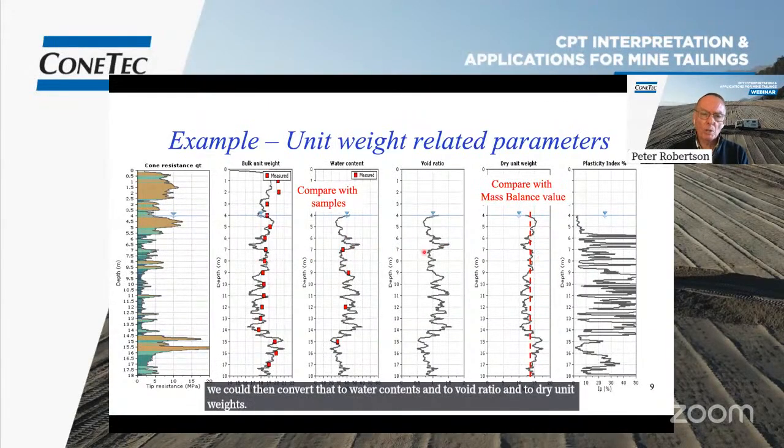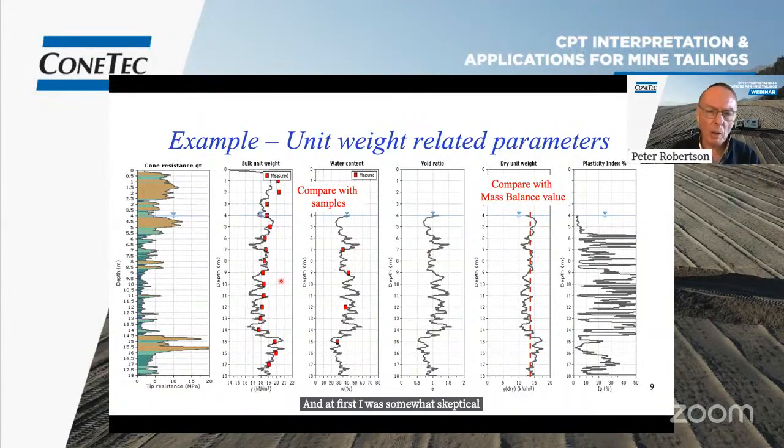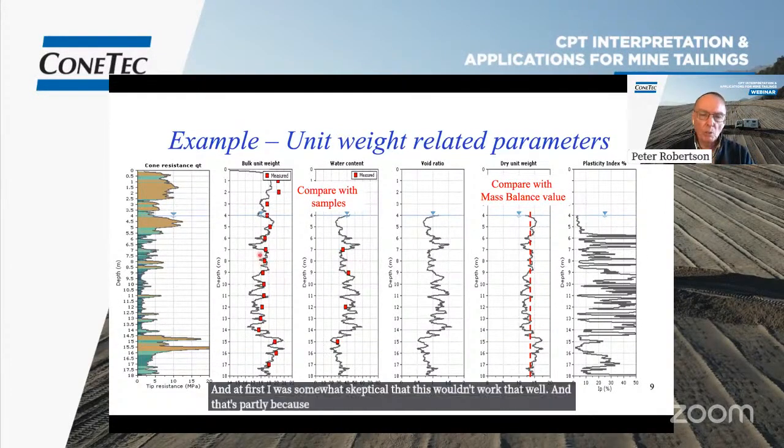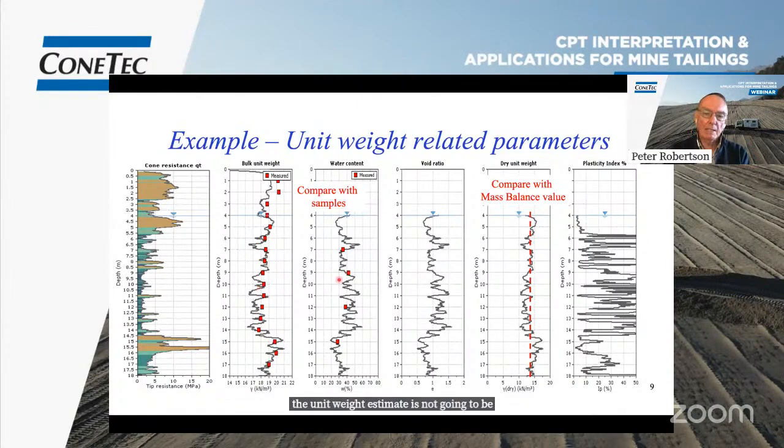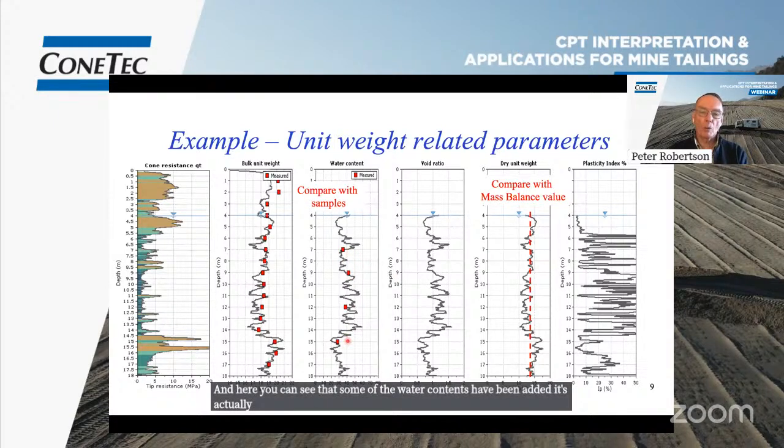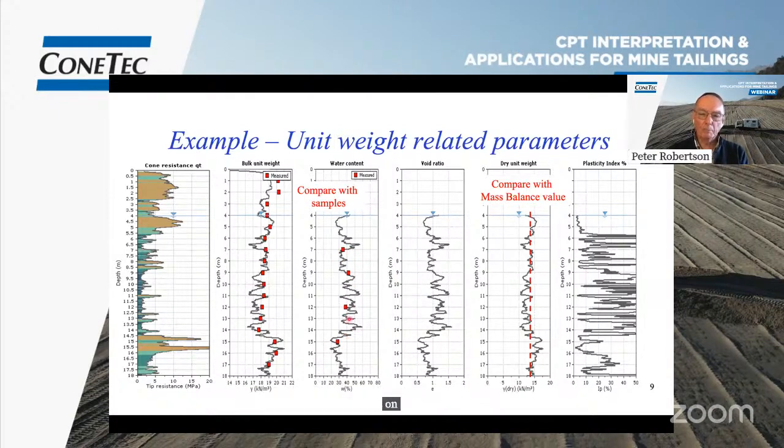And at first I was somewhat skeptical that this wouldn't work that well, partly because the unit weight estimate's not going to be that perfect, and to go to void ratio from unit weight is a little risky. But over the years, I've been using it, and it's actually quite insightful to get an idea of how the material, like water content or void ratio, will vary with depth. So it gives you some insight into what the variability is. And here you can see that some of the water contents have been added. It's actually doing a pretty good job on this particular site.